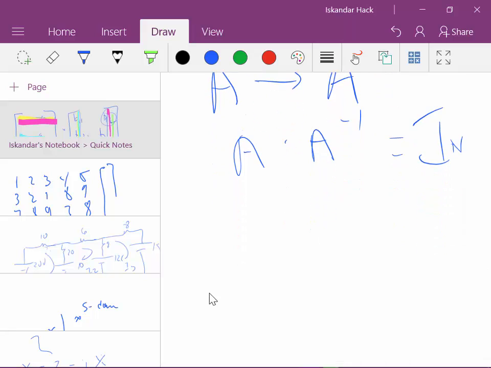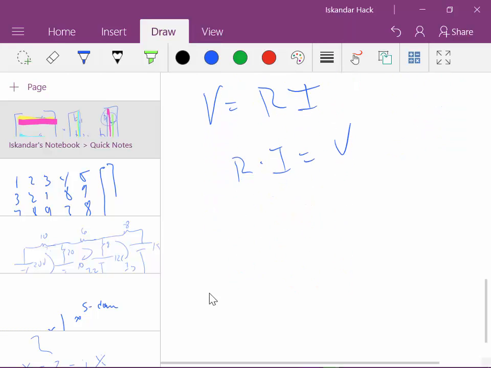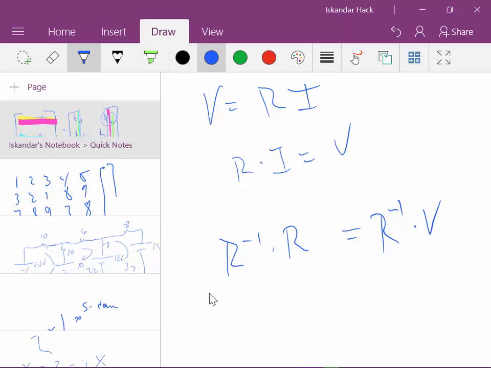So if we could do matrix algebra, and I've already done a little bit with that. Ohm's law said that V is equal to R times I, right? Well, we had R times I equals V in matrix form, so we multiplied R minus 1 times R times I equals R minus 1 times V. Those two drop out, and we're left with I is equal to R minus 1 times V, and that's how I solved my system of equations earlier.